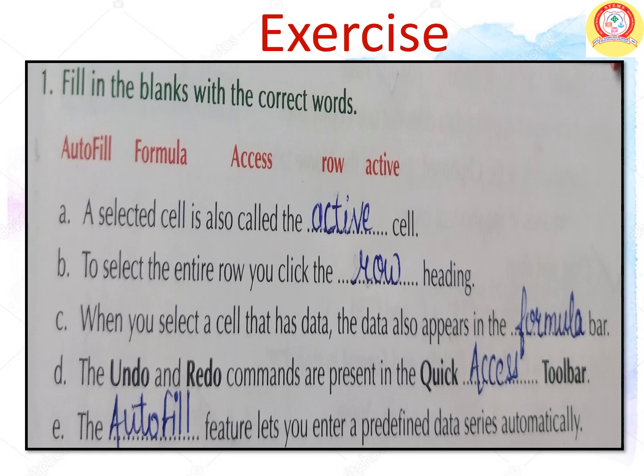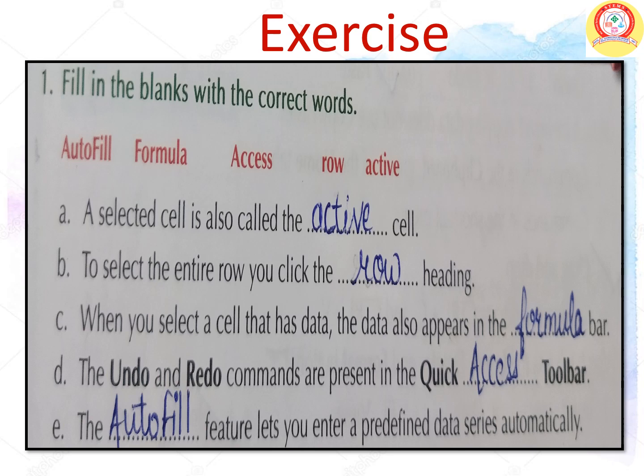Children, open your textbook, page number 65, exercise question 1, filling the blanks with the correct words. A selected cell is also called the dash cell. It's an active cell. Okay, children? B1, to select the entire row, you click the dash heading. It's a row heading. Okay? Let's move to C1. When you select a cell that has data, the data also appears in the dash bar. That is a formula bar.